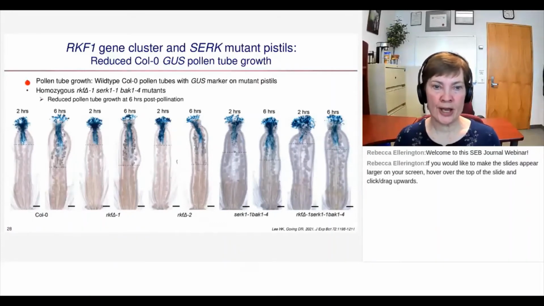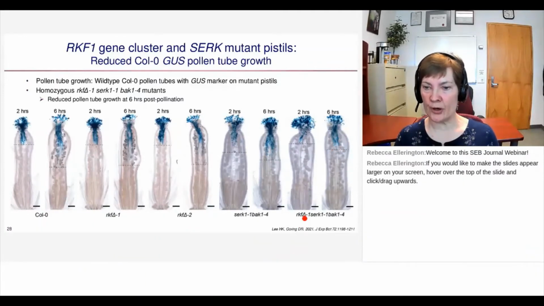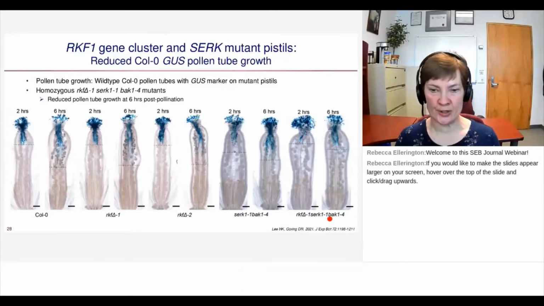And so these are now looking at 2 hours and 6 hours post-pollination, and you can see the pollen tubes all stained blue when we use the GUS assay. We've drawn these dotted lines to show you where the pollen tubes are reaching as they're growing down the pistil. So you can see that Columbia and the RKF delta mutants basically look pretty similar. It's a little bit shorter growth in the Circ1 BAC1 mutant pistil, and even shorter in the hextuple mutant with RKF delta, Circ1, and BAC1 knocked out. So remember, this is 6 receptor kinase genes that have been knocked out.